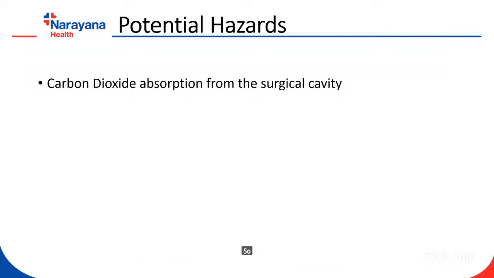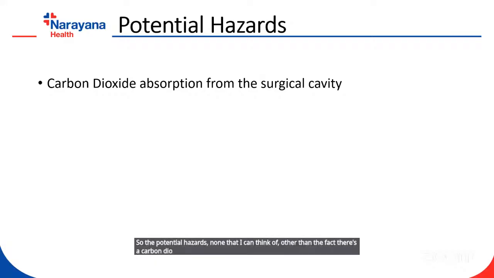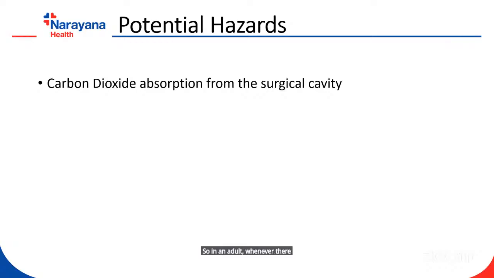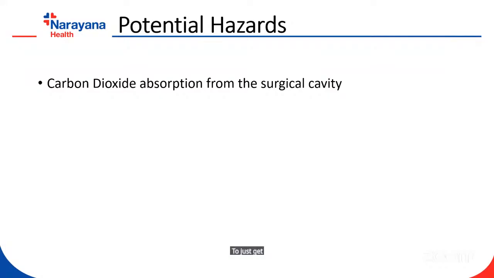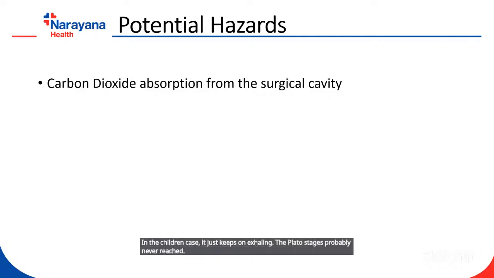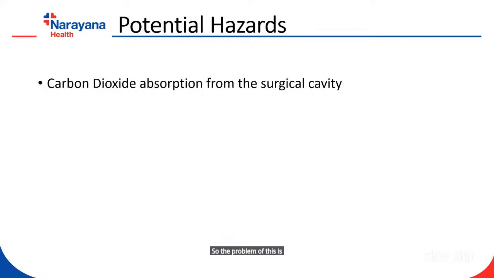So the potential hazards, none that I can think of other than the fact there's carbon dioxide absorption from the surgical cavity. In an adult, whenever there's a pneumoperitoneum, it takes 10 to 15 minutes for the absorbed carbon dioxide to get taken out by the inhale and exhale of the lungs. In children, it just keeps on exhaling. The plateau stage is probably never reached. So the problem of this is acidosis and the potential hazards of the metabolic part.